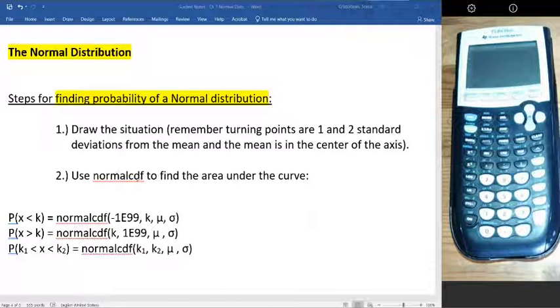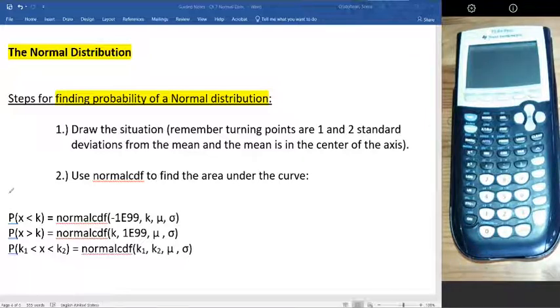Use normal CDF to find the area under the curve. Now, looking at these instructions, you do realize that this is exactly what we've done in the first video with normal distributions. To be more specific, in the standard normal distribution video. And we are repeating the process.